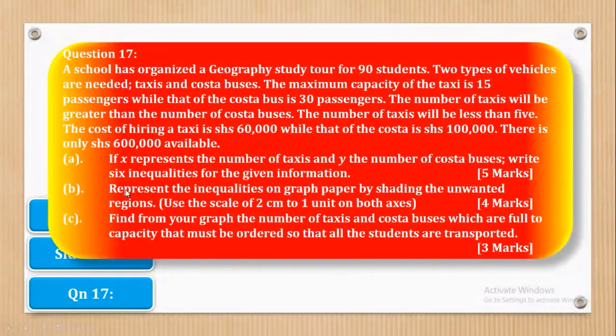So part B said, represent the inequalities on a graph paper by shading the unwanted regions. Note that word, unwanted regions. And here, good enough, they gave us the scale that 2 centimeters represents 1 unit on both axes. Now let's see how that is done.